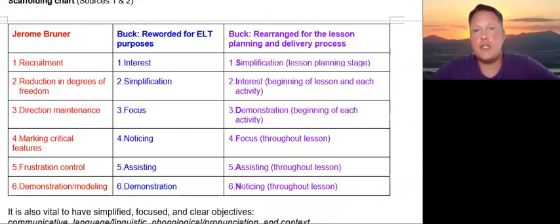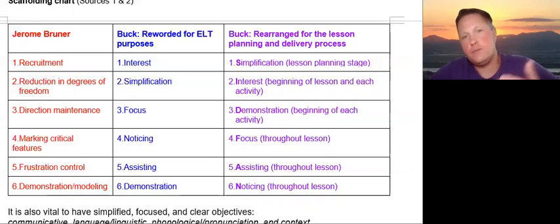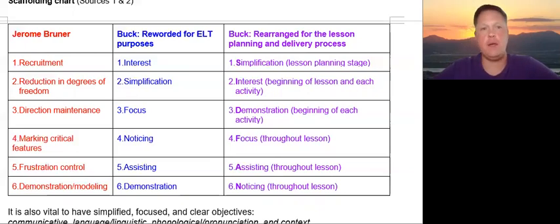So 1 is simplification, which takes place during the lesson planning stage. And then during the lesson, we have interest at the beginning of the lesson and at the beginning of each activity. And then demonstration at the beginning of each activity. It can be a physical or oral or written demonstration or a combination thereof. And then throughout the lesson, focus, assisting, and noticing. Those last three can be mixed up and used as needed. So the initials there are SID, FAN, SIDFAN.